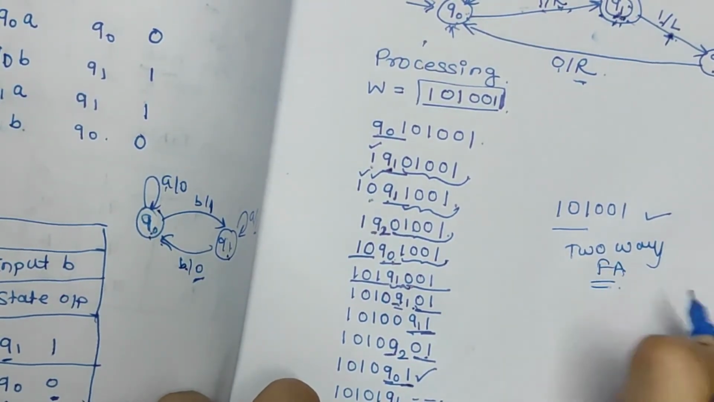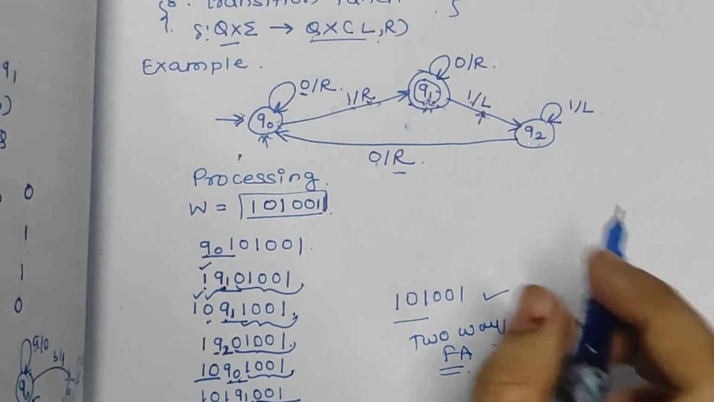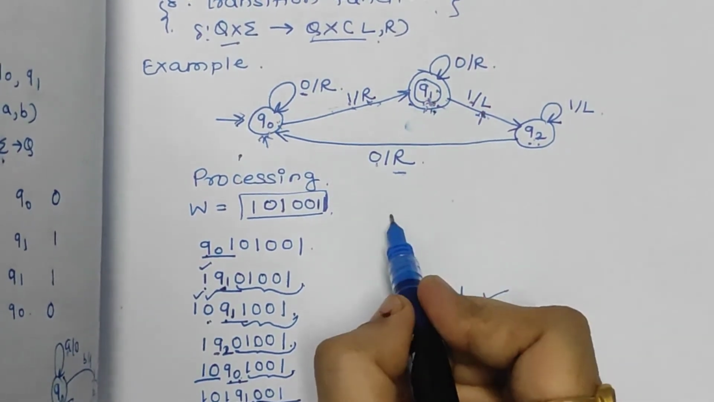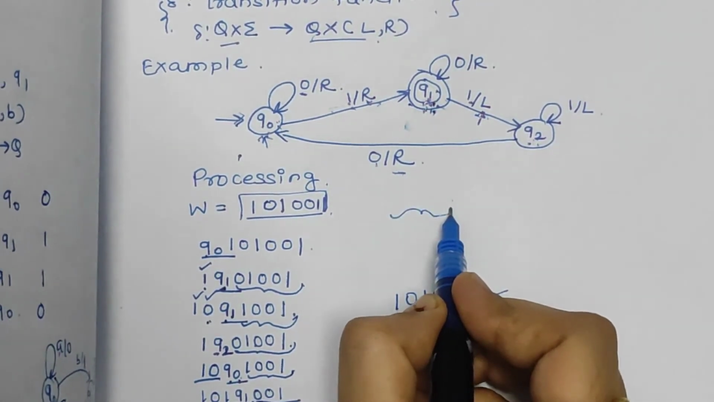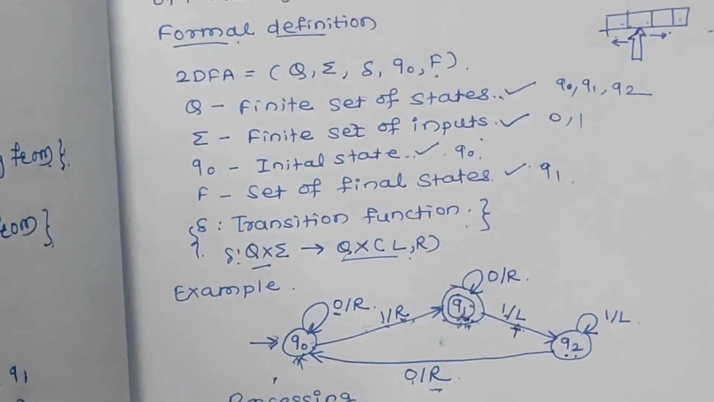And how is this acceptability decided? It is decided based on the condition that at the end you should reach a final state and there should not be any symbol left for processing. So this is how two-way finite automata works.